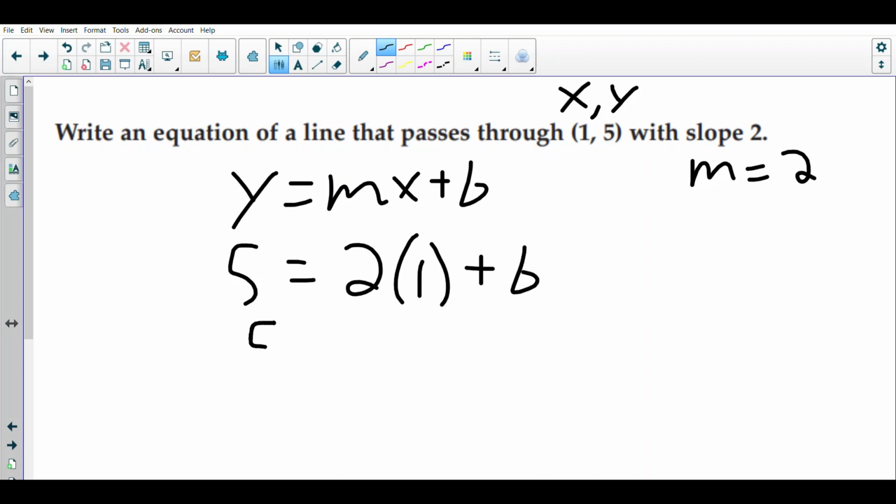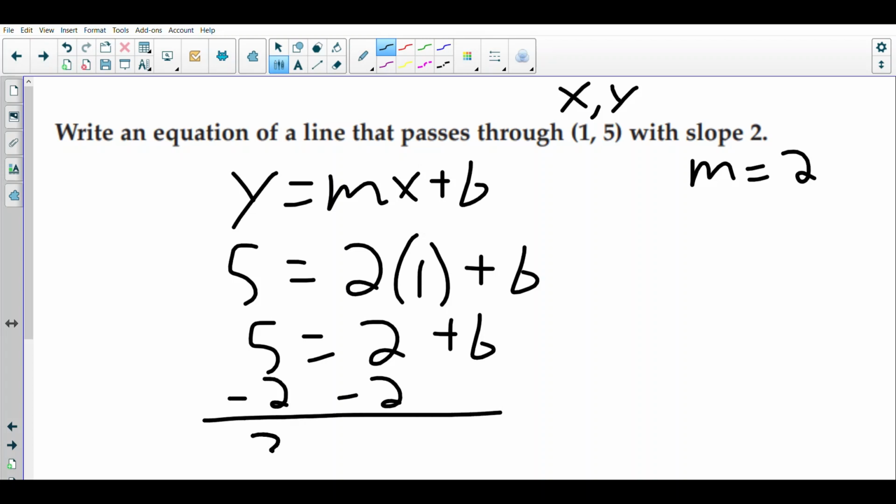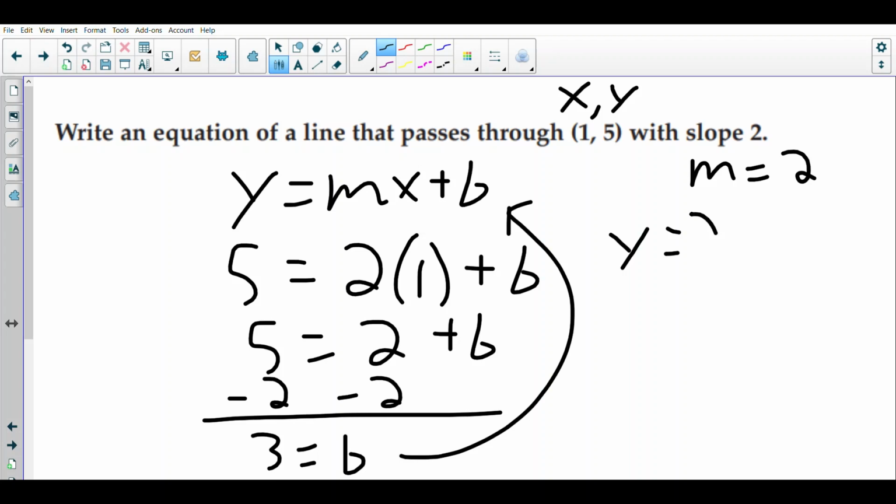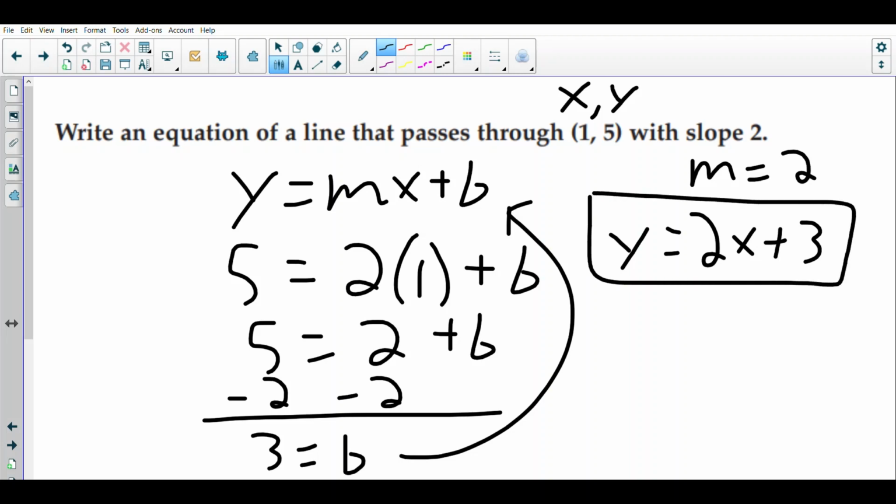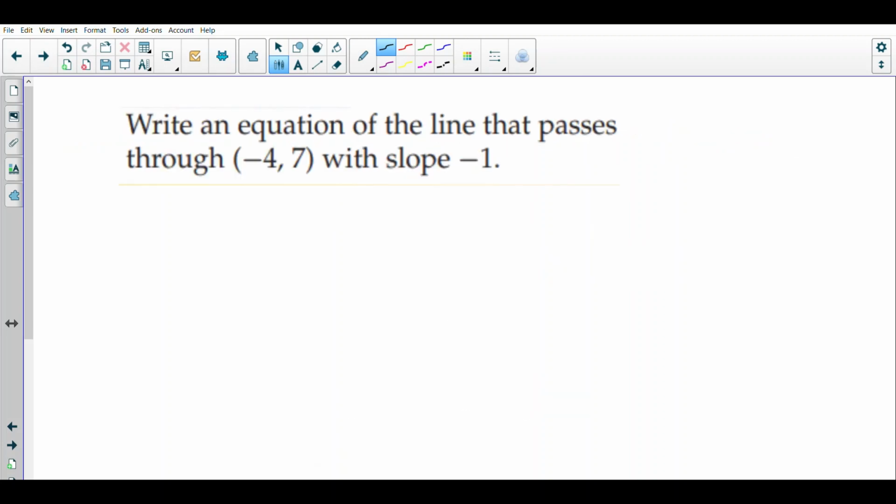So we get 5 equals 2 plus b. To get rid of that 2, we need to subtract it. So we get 3 is equal to b. I'm going to plug that answer back in. So I have y equals m, that's still just 2, times x, plus 3. And so there we go. If we were to substitute our point (1, 5) back in, we would still end up with 5 equals 2 times 1 plus 3, which is 5. All right, let's do another one.